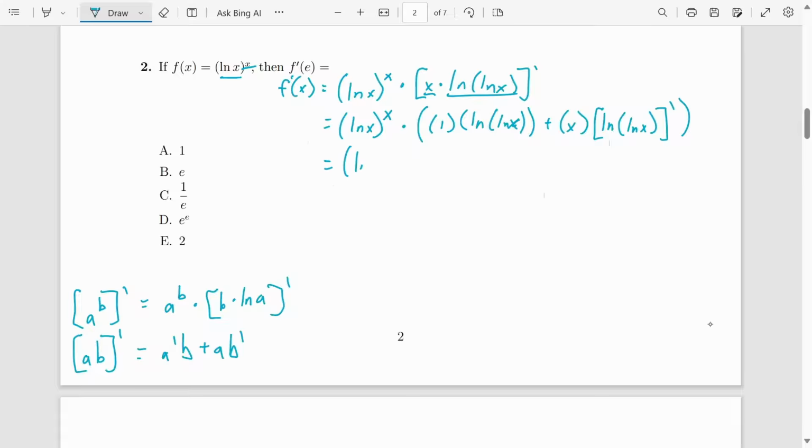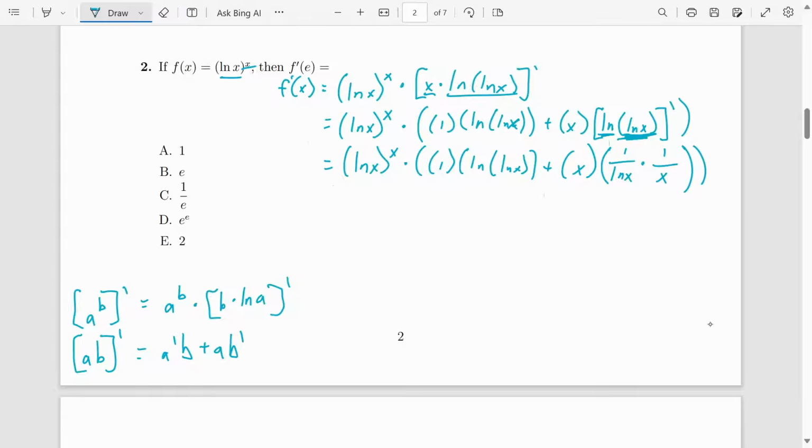So next step, we've got ln of x to the power of x times 1 times ln of x plus x times, all right, derivative of ln of x. So derivative of ln, that is just going to be 1 over the inside. The inside is that, so it's going to be 1 over ln of x. But we have to do chain rule here. We have to multiply by the derivative of the inside. And the derivative of ln of x, again, is just 1 over x. So it's going to be 1 over ln of x times 1 over x for that inside derivative.